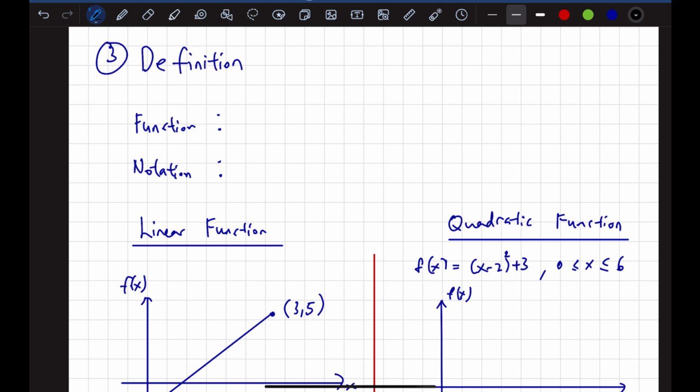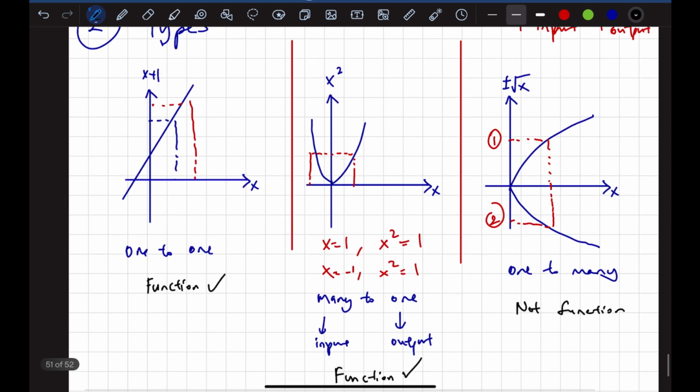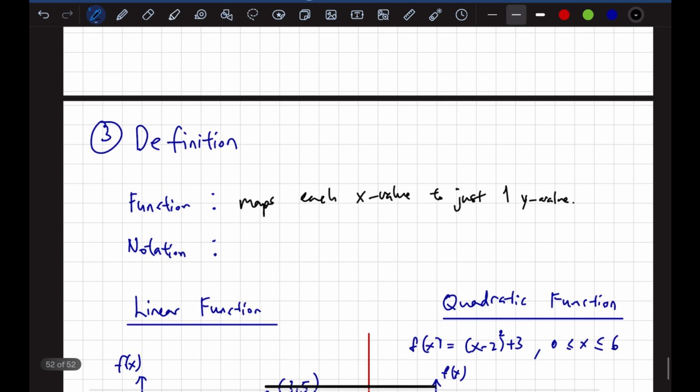So a function is defined as a rule that maps each x value to just one y value. Okay? And of course we have specific input values, and that x value maps to only one y value. So which basically means that in the example types, we talked about one-to-one being a function and many-to-one as a function, and that is specifically what a function is.